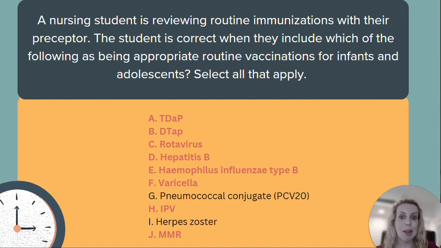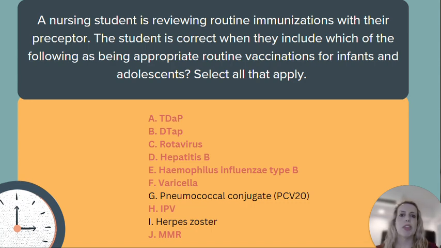Okay, so deep breaths here. If you did not quite get that, that is totally okay. Let's break this down and talk this through. The Tdap and the DTaP are our diphtheria, tetanus, and pertussis vaccinations. But do you know the difference between those two?